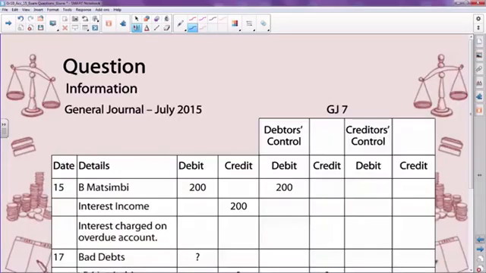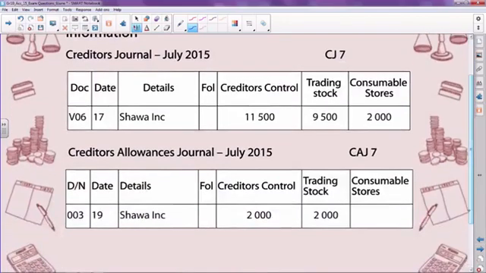So almost done with all these journals. Let's go and look at it. The creditors journal here. I'm giving you one transaction, and again, we bought from Shawa, it's 11,500 and 9,500 trading stock, and then consumables 2,000. So let's go and see, do we have the creditors control column? Yes. Do we have the trading stock column? Yes. The consumables, yes, it goes up, but we don't have that one. Let's quickly give you a minute to complete this in the general ledger.